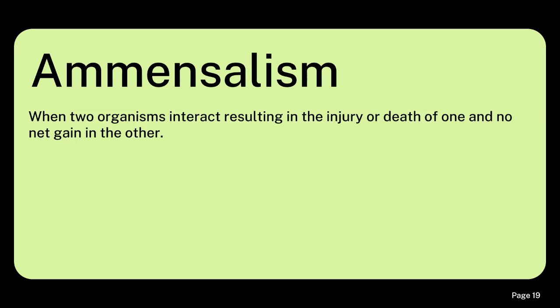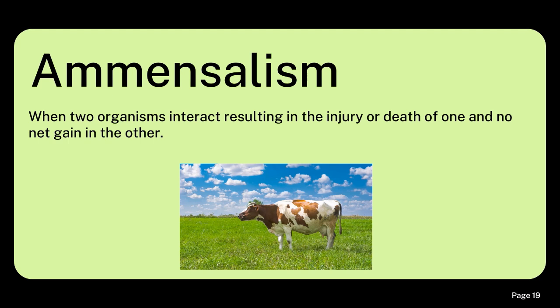Amensalism, a less commonly discussed symbiotic interaction, occurs when two organisms interact, resulting in the injury or death of one and no net gain or loss from the other. We can visualize this with an example of any kind of large cattle. As a cow walks along a pasture looking for food or water, it's trampling on grass.